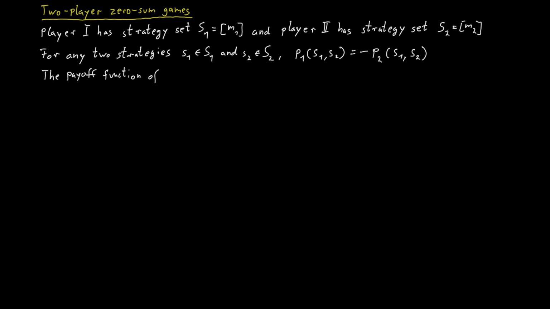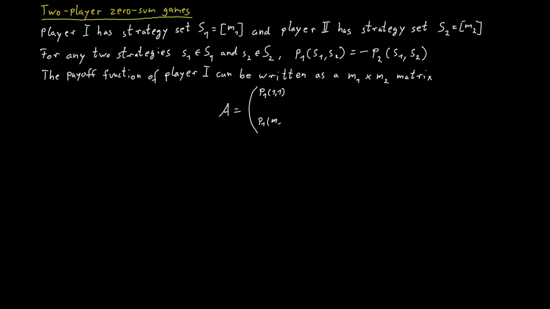We can specify the payoff to player 1 for each pure strategy profile in form of a matrix, and this will turn out to be very convenient. The rows of the matrix correspond to the pure strategies of the first player, and the columns will correspond to the pure strategies of the second player. Therefore, the matrix, let's call it A, would look like this.